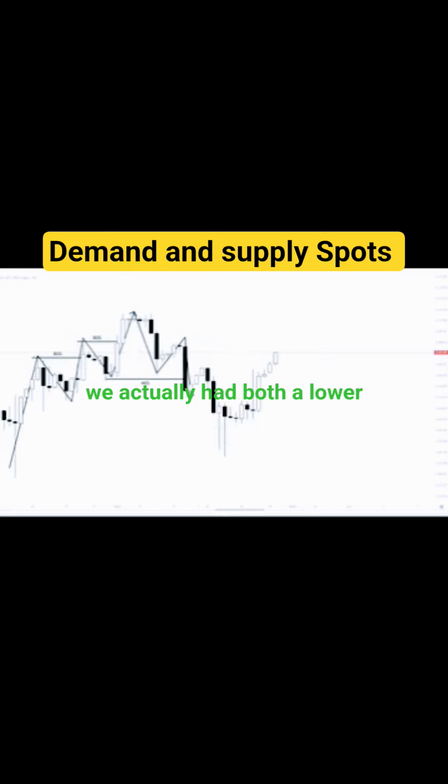So this time we actually had both a lower high and a lower low, so we got both characteristics of a downtrend.